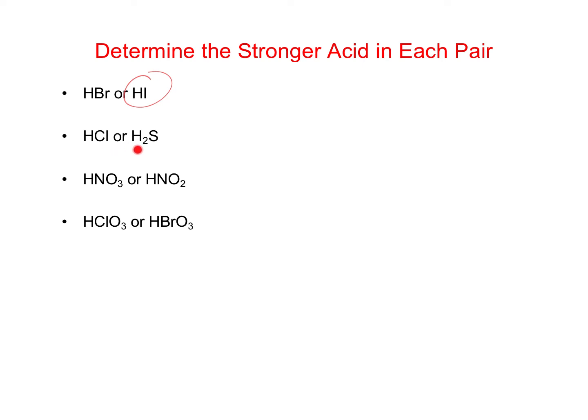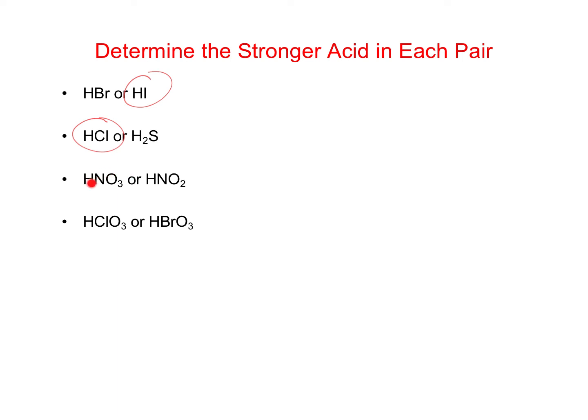In the case of HCl versus H2S, again we have binary acids. Now they're in the same row, so I want to compare electronegativities. Chlorine is to the right of sulfur in the periodic table, therefore it is more electronegative, so we would predict that HCl is the stronger acid in that pair.